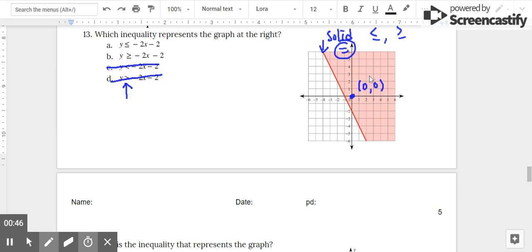So let me just plug in (0, 0) into y and negative 2x minus 2. So it's going to be 0 and negative 2 times 0 minus 2. So 0, and you have only negative 2. Which one is bigger? 0 is bigger than negative 2. So the inequality symbol should be y greater than the other expression. And there should be an equal sign because of the solid line. The line is solid, right? So the answer should be B.